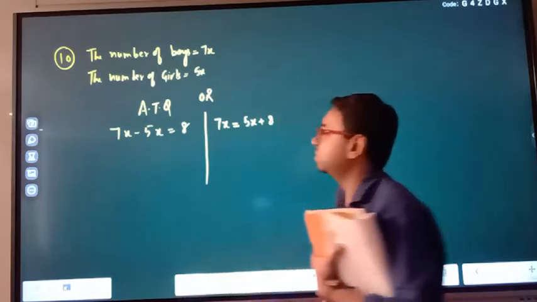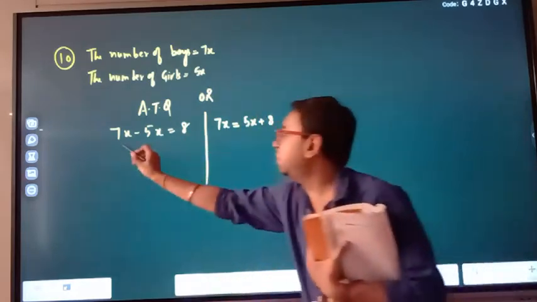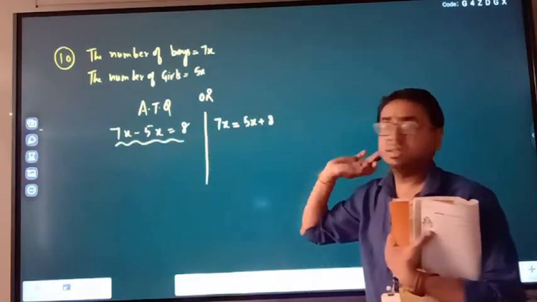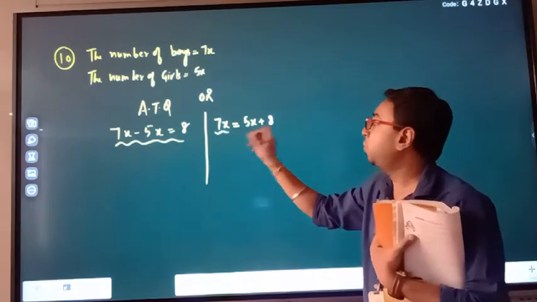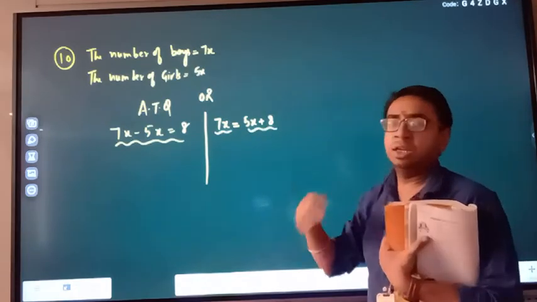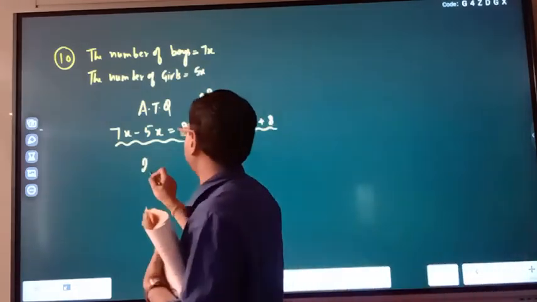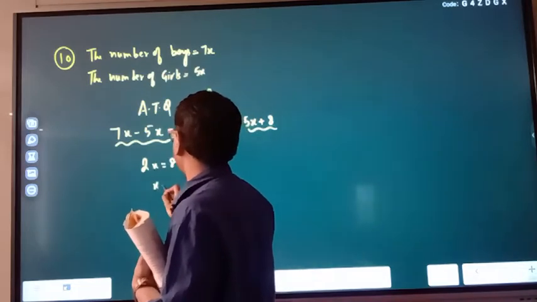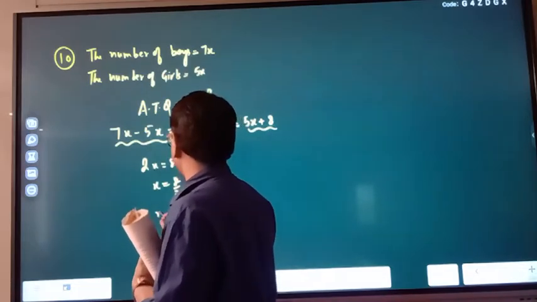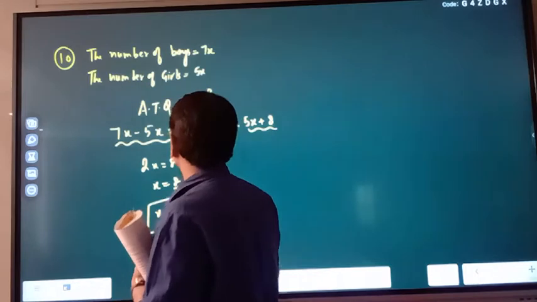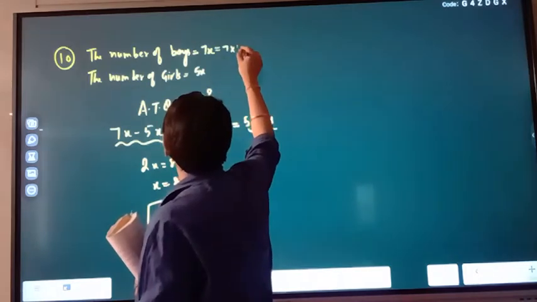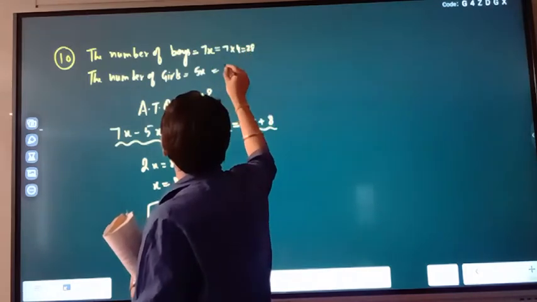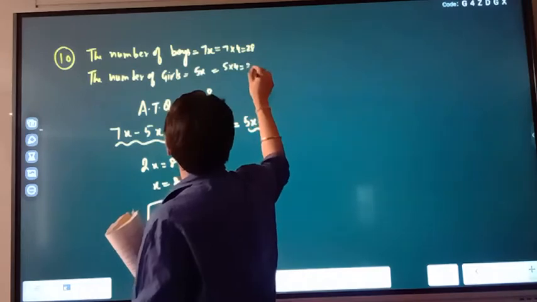This is one of the equations. You can use either way. Do it any way, you'll get the answer. 2x is equal to 8, x is equal to 8 by 2, x is equal to 4. It means the number of boys is 7 into 4, 28, and the number of girls is 5 into 4, 20.